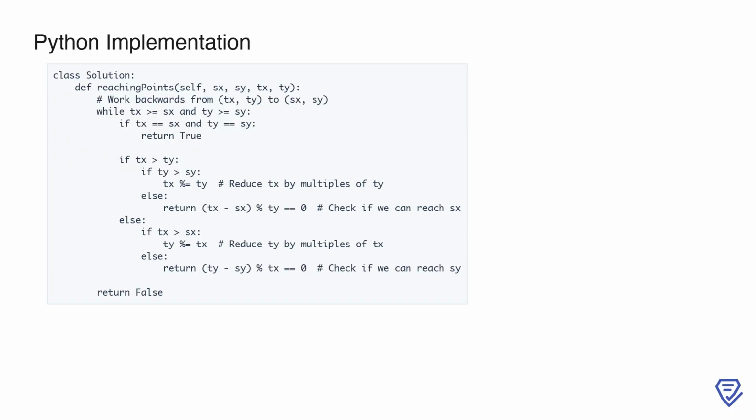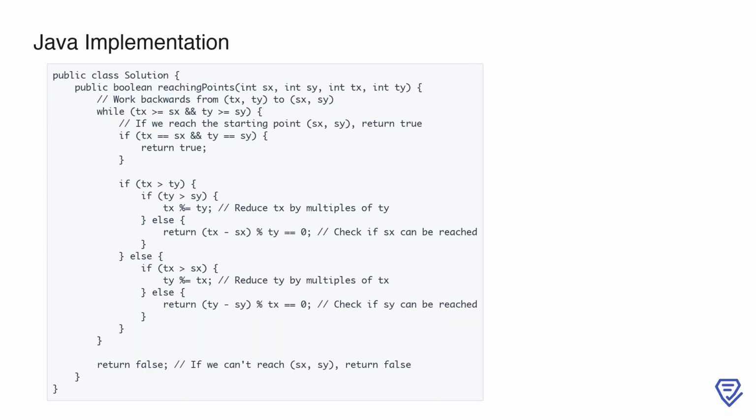This approach is efficient because it avoids simulating every step of the transformation process directly. Instead, it leverages the properties of the modulus operation to skip unnecessary steps, ensuring the solution runs efficiently even for large inputs. The time complexity is approximately O(log max(tx, ty)) because the modulus operation reduces the larger coordinate significantly in each step.